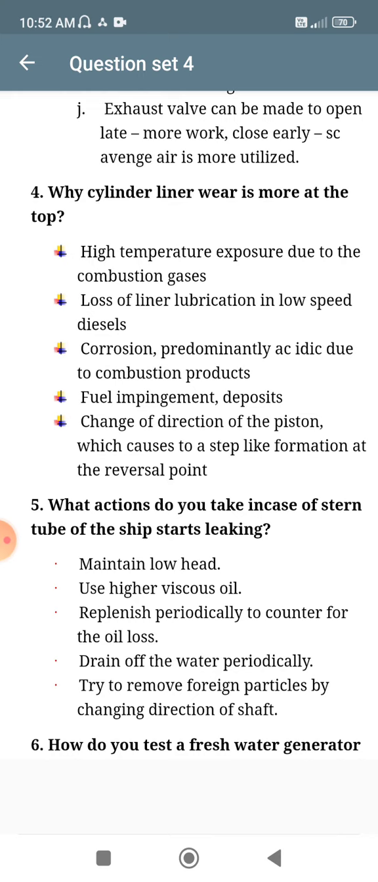Why cylinder liner wear is more at the top means high temperature exposure due to combustion gas, loss of liner lubrication in low speed diesel, then corrosion, predominantly acidic, due to combustion products, then fuel impingement deposits, change of direction of the piston which causes step formation at reversal point.